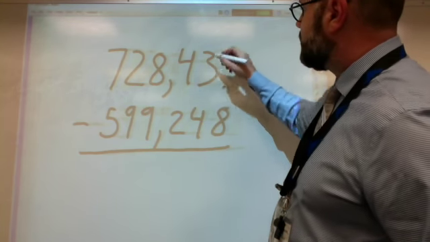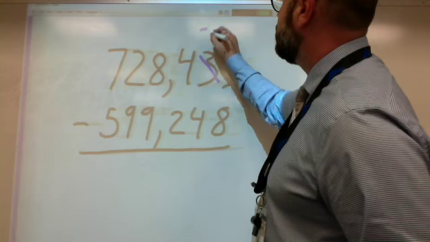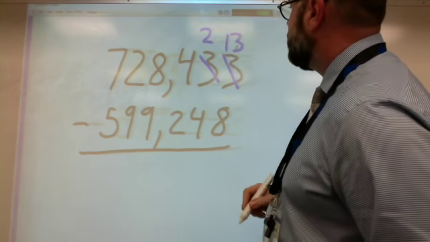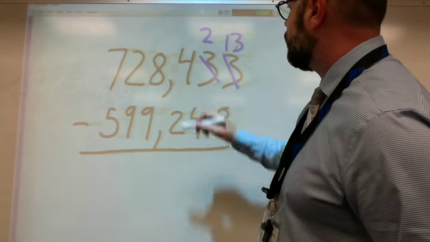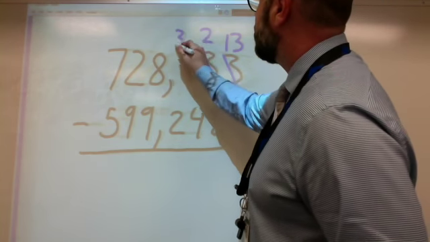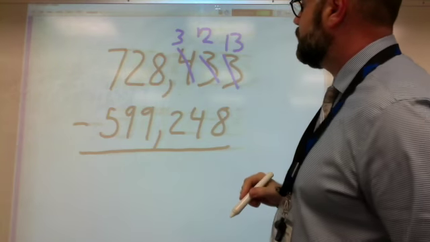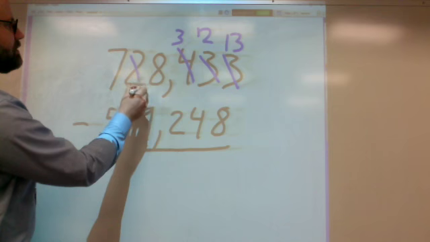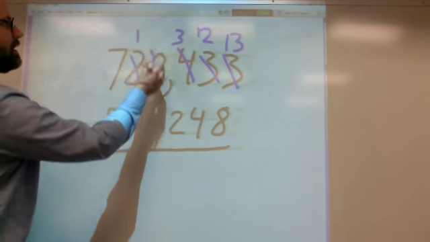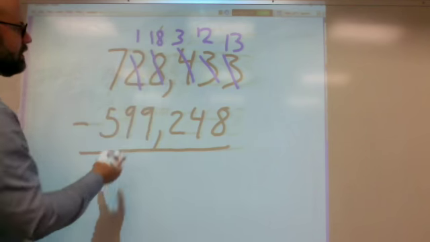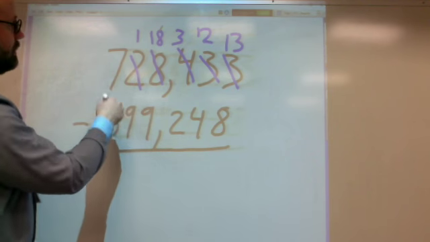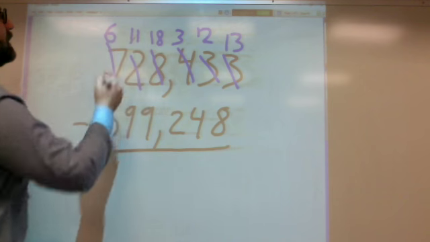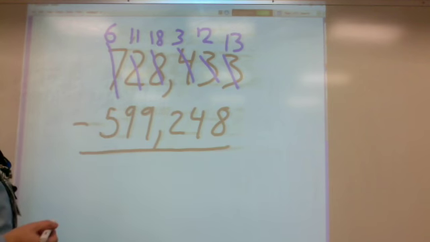I can't do 3 minus 8, so I'm going to have to turn this 3 into a 2. Cross that out, that becomes 13. I can't do 2 minus 4, so I have to cross out that 4. That becomes a 12. I cannot do 8 minus 9, so 2 becomes a 1. That becomes 18. I cannot do 1 minus 9, so I need to come over here. Turn 7 into 6. Now 1 into an 11.